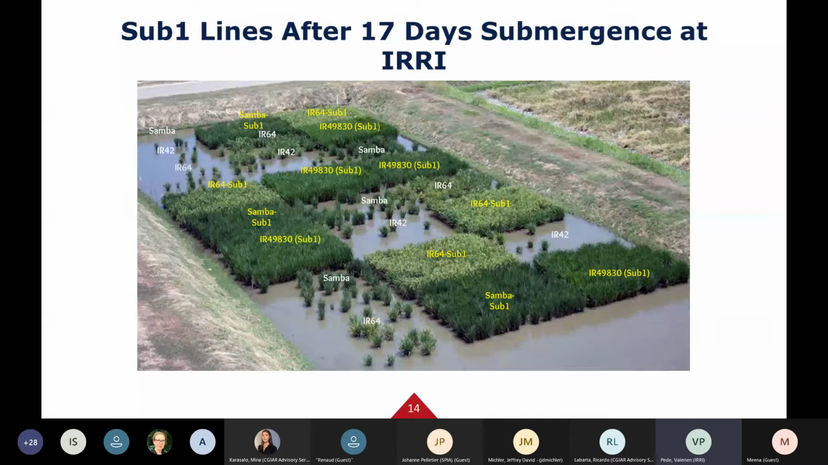So just here, you are visualizing a photo taken at the IRRI experimental field, which shows the Swarna-Sub1 lines. And then you can see that after 17 days of submergence, they're still surviving and growing well, while the other varieties could not stand the submergence. This is evidence from the experimental field.